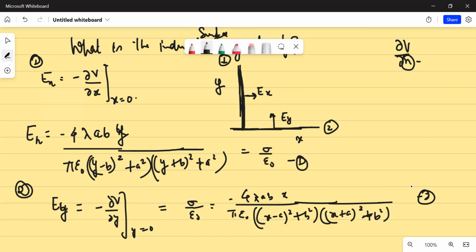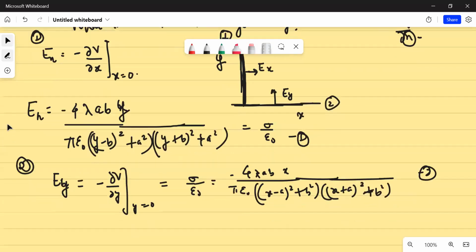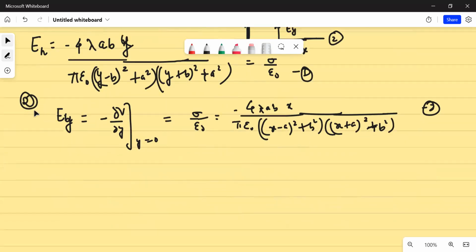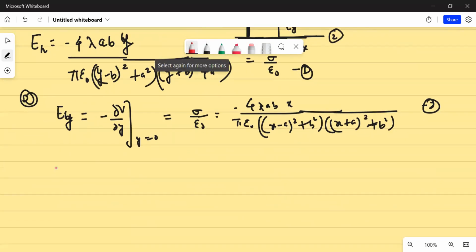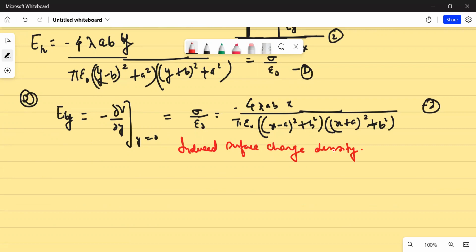If I want to find my total linear charge density, this is clear. From here we can get the induced surface charge density. From here I can get my induced surface charge density. Is that clear? Did this make sense? So let's write it down.